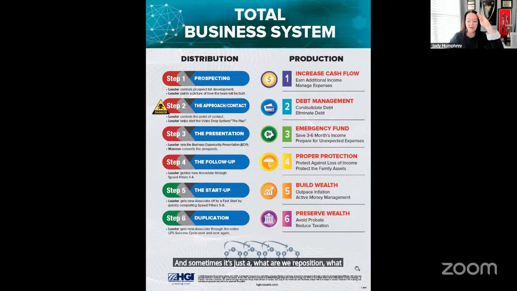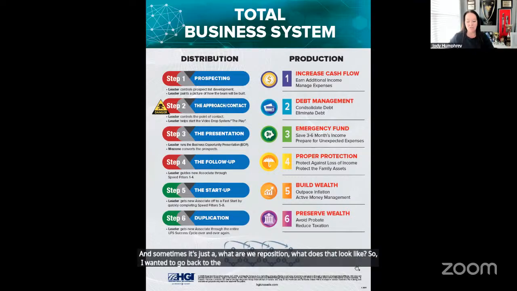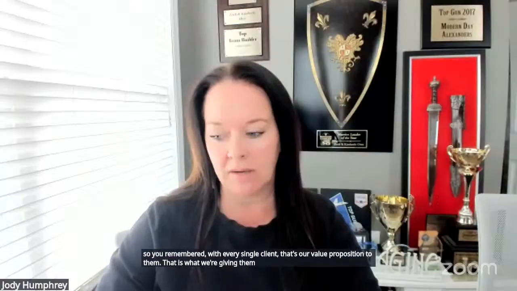So I wanted to go back to the basics of that, just so you saw that and remembered with every single client, that's our value proposition to them. That is what we're giving them, this financial education.